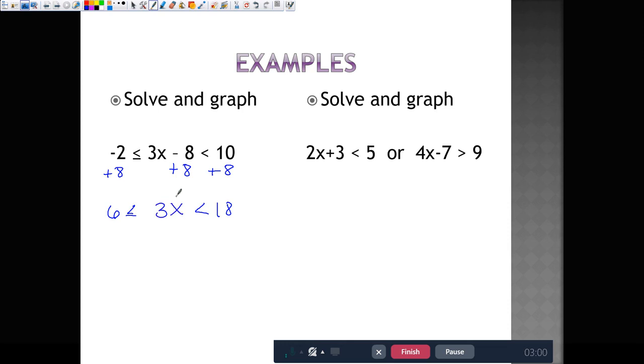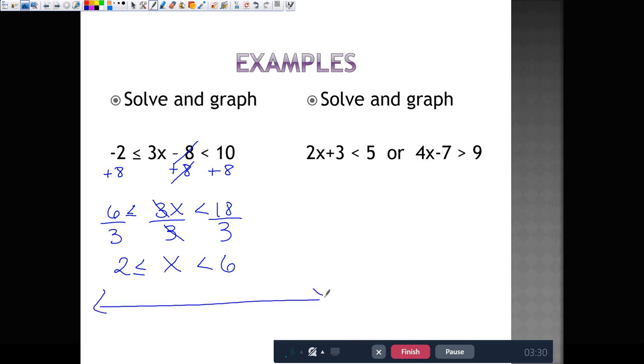And then what I have left over is 3x. So then I'm going to divide by 3. Whatever I do to the middle, I have to do to both ends. So again, I'm dividing by positive numbers, so my inequality signs are going to stay the same. So 6 divided by 3 is 2, and 18 divided by 3 is 6. And my 3's cancel out, leaving me with x. And that's the goal, to get x in the middle by itself. So this is x is greater than or equal to 2, but less than 6.